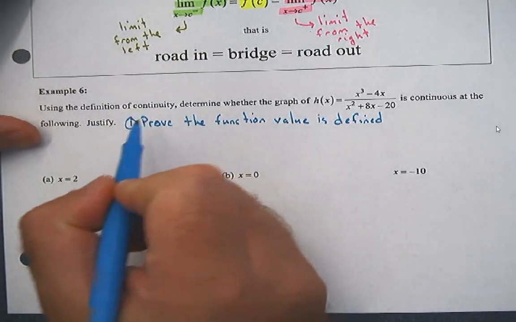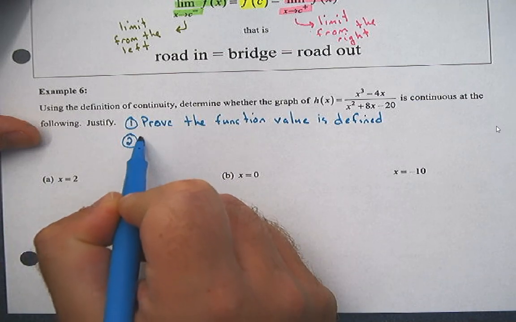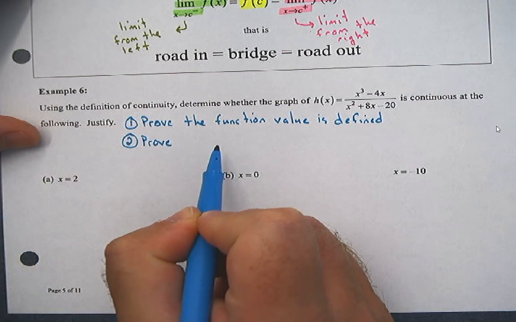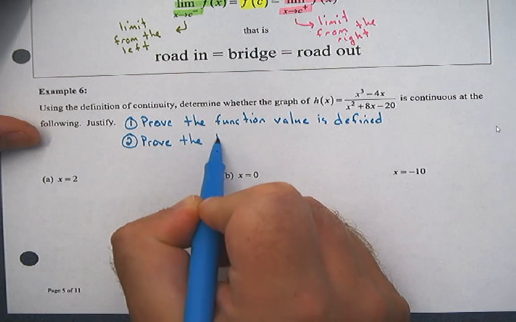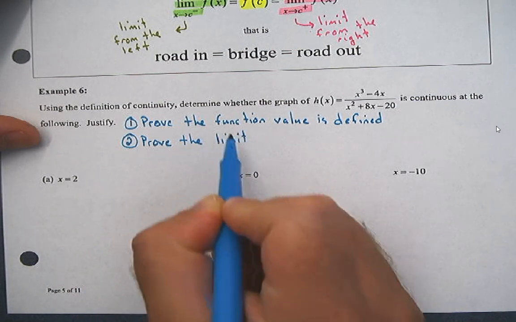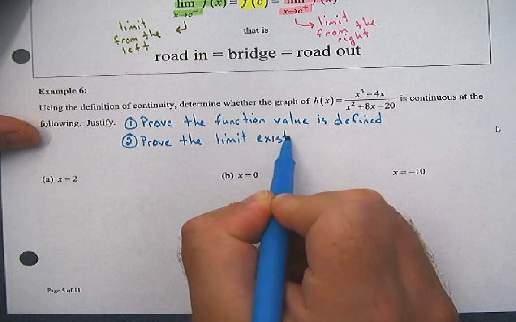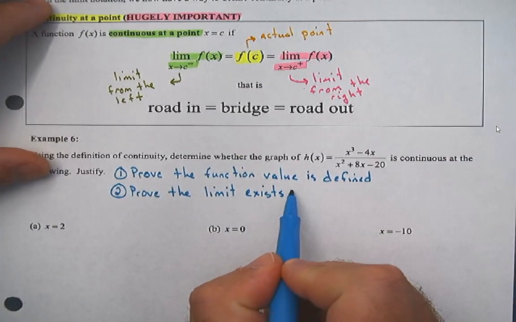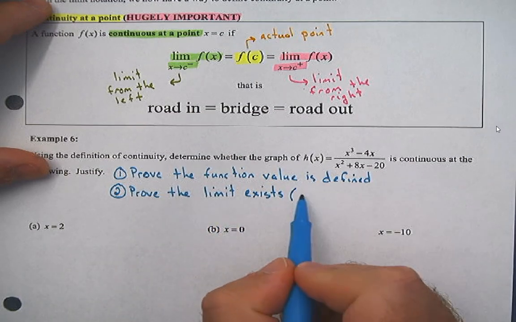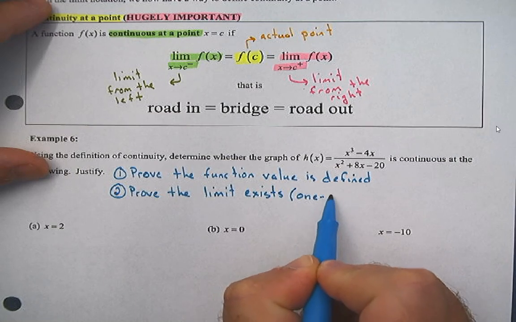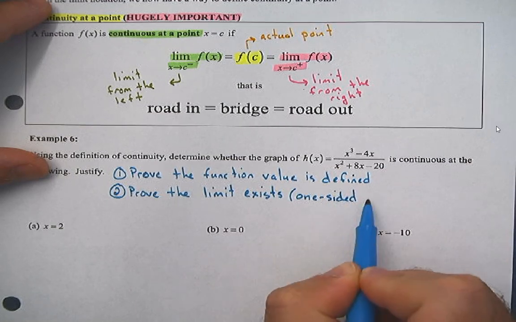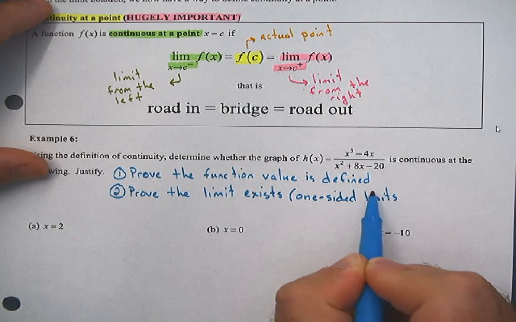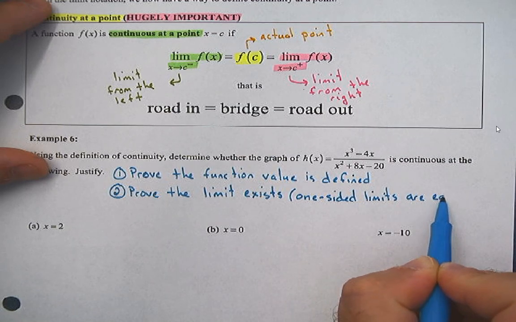Number two, I need to prove the limit exists. I need to prove that the two roads coming in are going to be at the same height. And the way we prove that is prove that the limit exists. This is talking about the one-sided limits are equal.